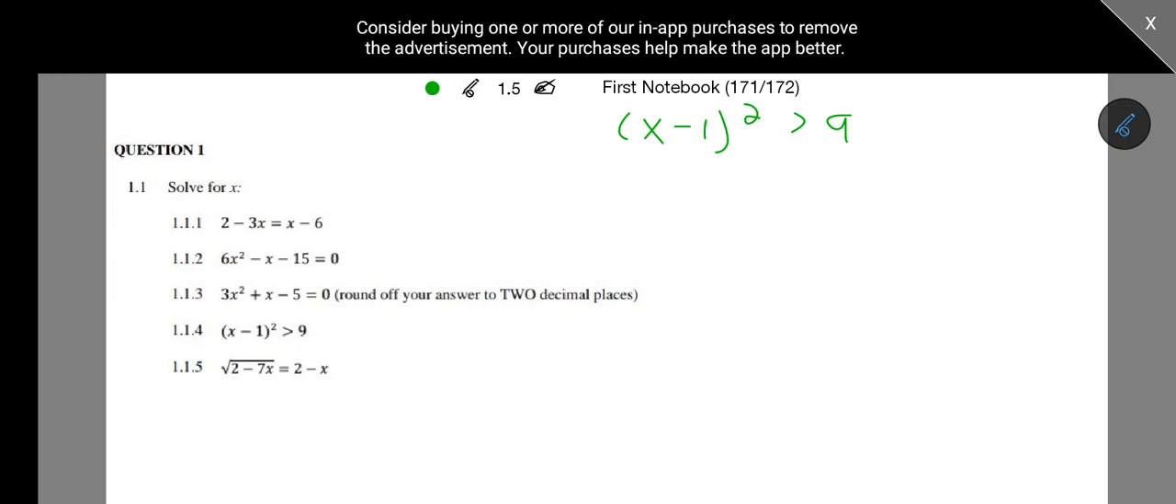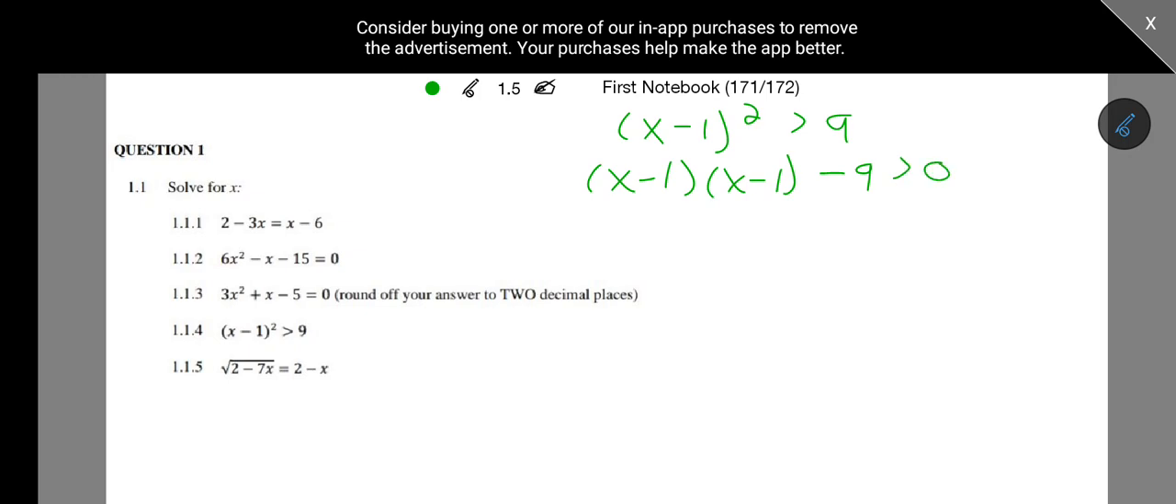So you can be more creative when working with this problem, right? You must be able to manipulate it, but it's fine. Let's factorize the left side first to make it more simple. So we're going to have (x minus 1) times (x minus 1) minus 9 is more than 0, right?